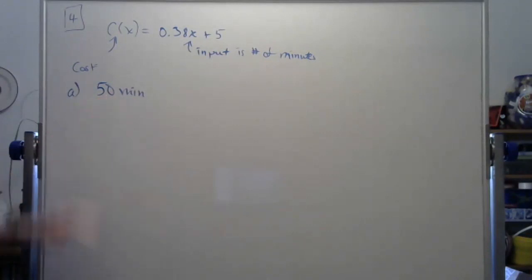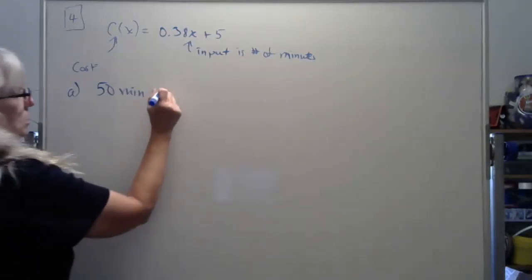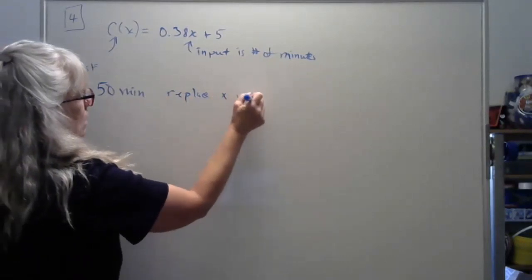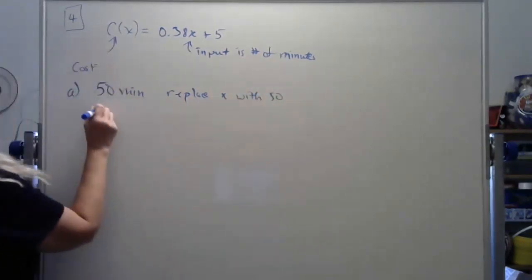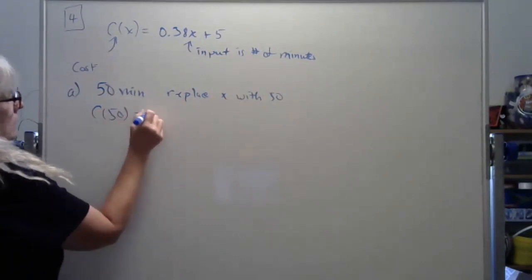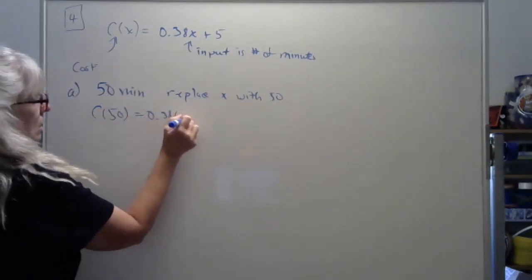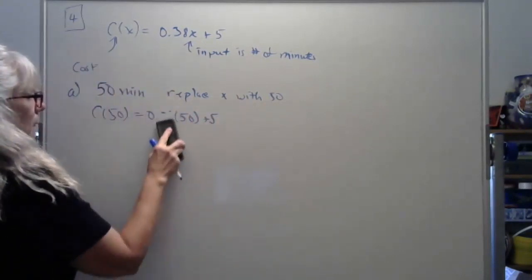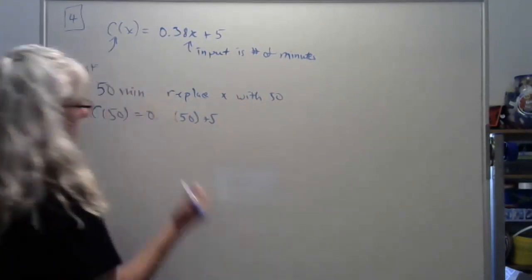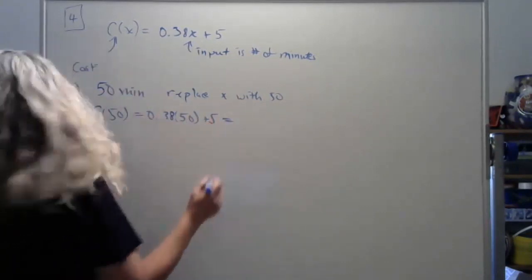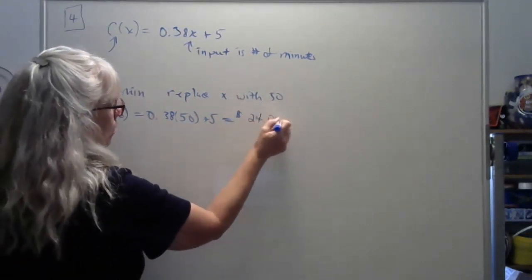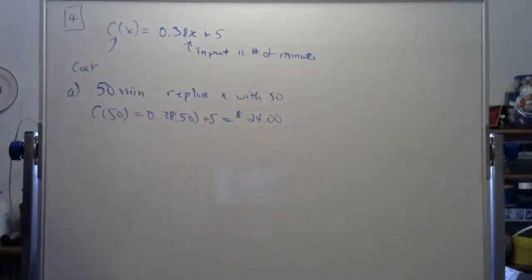So we're going to do that 50. Plug it into the x. Yep, that's exactly it. So we're going to replace x with that 50. Replace x with 50. So we'll have c of 50. So then be 0.38 times the 50 plus 5. And then you just head to your calculator and figure out what that is. And I got that to be 24. So this is saying if you talk on the phone for 50 minutes, it's $24.